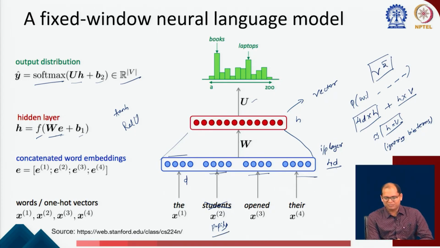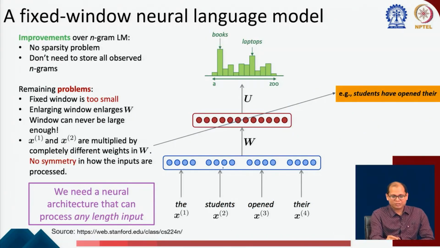So pupils will have very similar representation. So whatever was learned for the students will also be transferable to pupils. Right? So that would be helpful too. Okay. So yeah, these are the improvements. There is no sparsity problem. So you have a very small number of parameters. You don't need to store all the objects and so on.